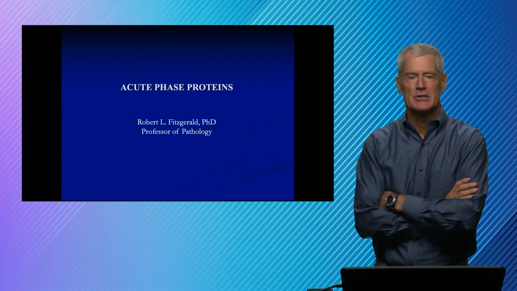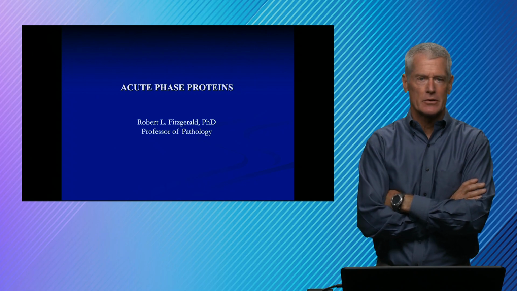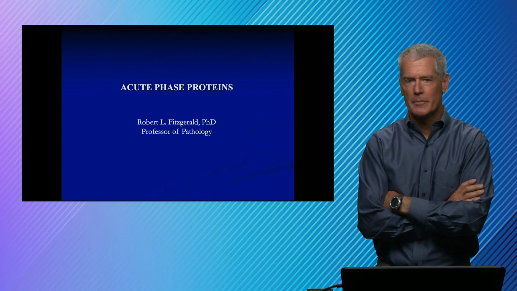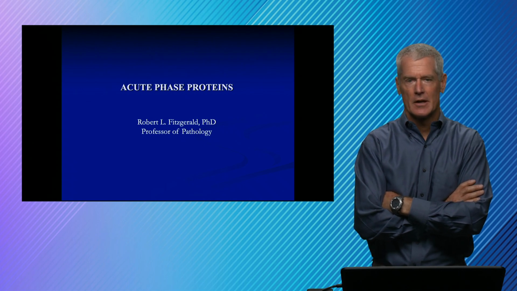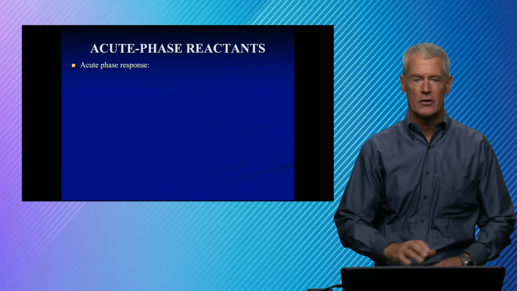I've got 7 slides to talk about acute phase proteins, and these are commonly measured in the context of serum protein electrophoresis, but they're also measured in a variety of other conditions, and so we'll touch on a couple of those as well. So what is an acute phase reactant?